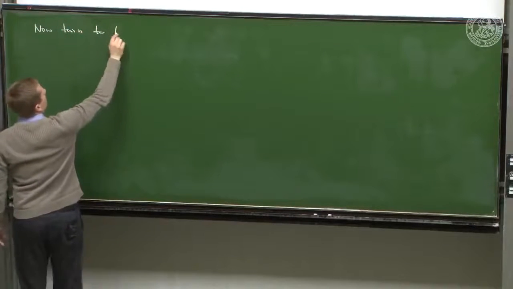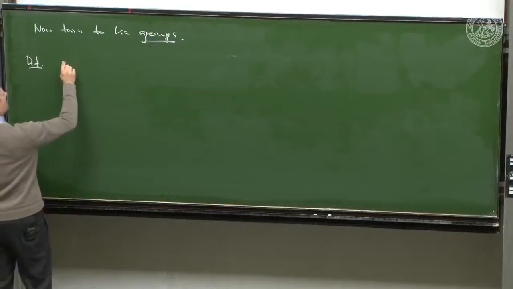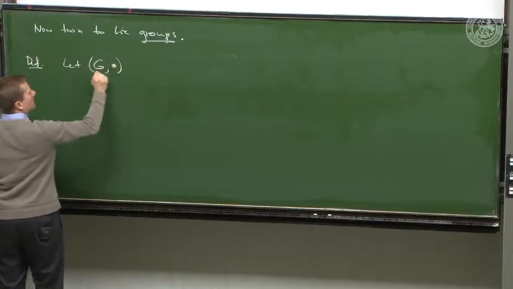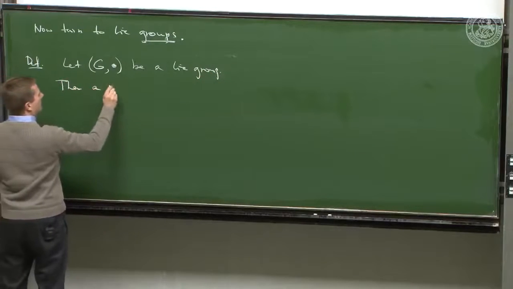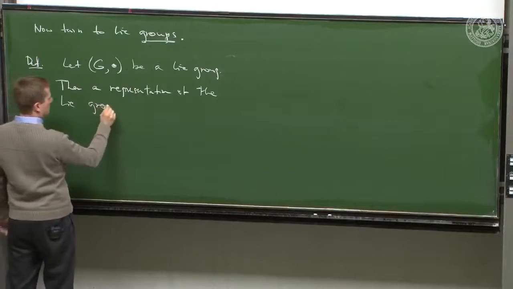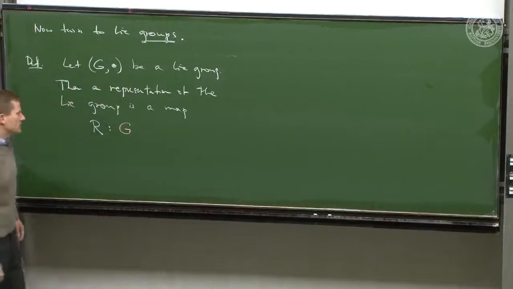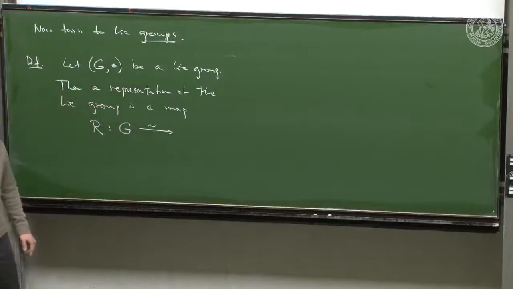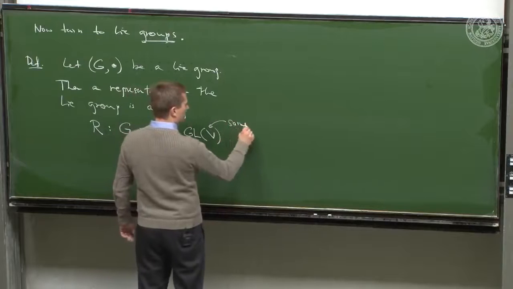Now, let's talk about representations of a Lie group. So now turn to Lie groups. Definition. Let G be a finite dimensional Lie group. Then a representation of the Lie group is a map. Let's call it capital R, and it takes a group element, not an algebra element, and it maps it to, well, not the endomorphisms, but almost, to GL over some vector space. So again, V is some vector space.